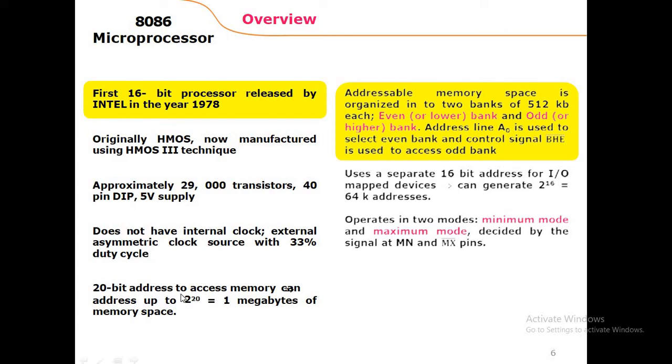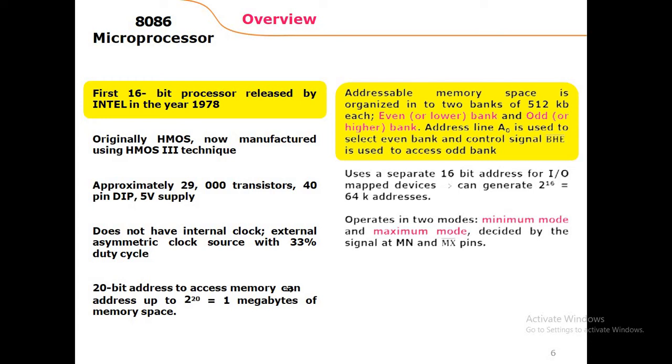The 20-bit address bus can access 1 megabyte of memory space, and this addressable memory space is divided into 2 banks, each of 512 kilobytes. One is the even bank, one is the odd bank. The even bank is known as the lower bank, the odd bank is known as the higher bank. So how to choose between the even bank and the odd bank? For that, the address line A0 as well as the control signal BHE bar, which is an active low control signal, bus high enable, is used to access the odd bank. Having 16-bit data lines, it can generate up to 64 kilobytes of address.